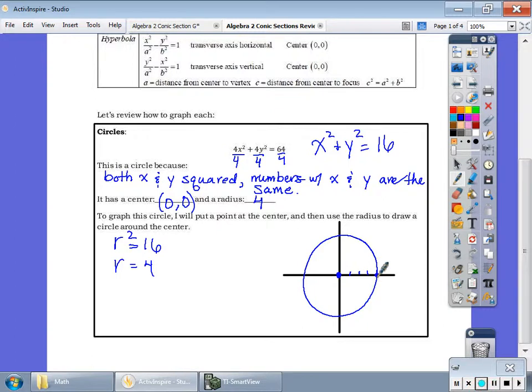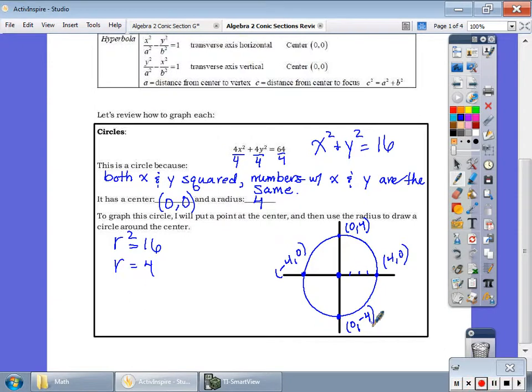Now look right there. What point do I have right there if this is 4 units long? Not 0, 4. Where would 0, 4 be? Up at the top. Good. That'd be 0, 4. What's this point way over here? And this one way down there would be 0, negative 4. And we've just graphed our circle. We're very happy about that.